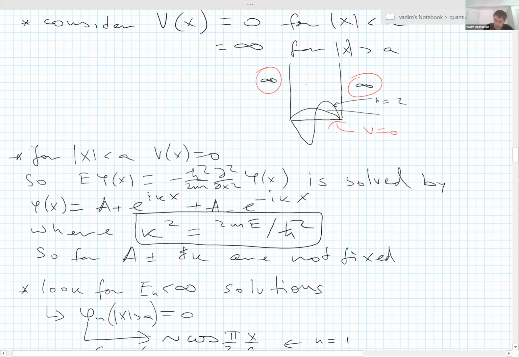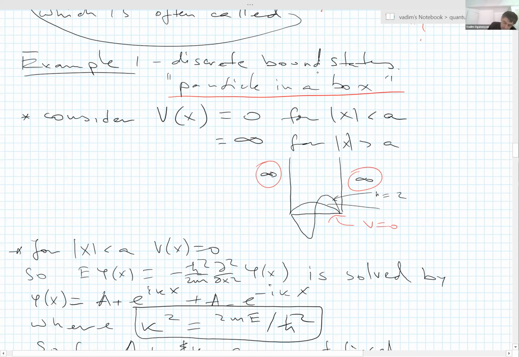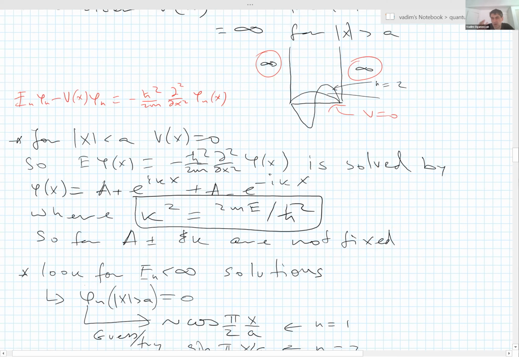So if we think back to, I should have copied the equation. Well, let me copy the equation here. I'm going to bring the potential on this side and leave the derivatives. Okay. So we're looking for finite energy solutions because I think infinities in physics have a bad reputation.